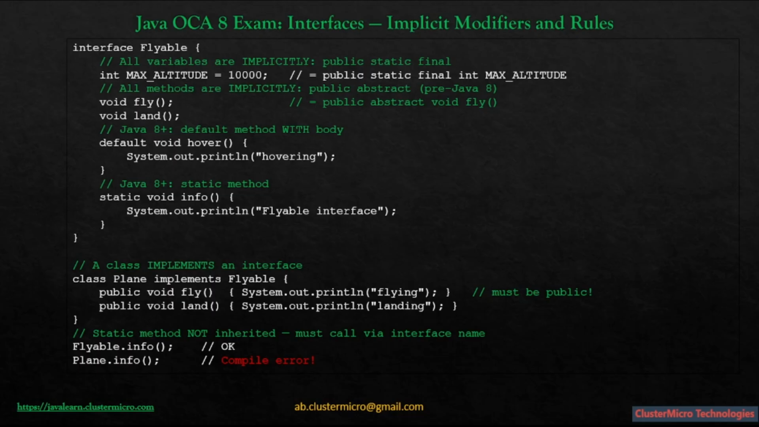Then we see void fly and void land methods. So every method declaration in an interface is automatically public and abstract. The compiler adds those modifiers silently. So fly means public abstract void fly, a method with no body that implementing classes must provide.